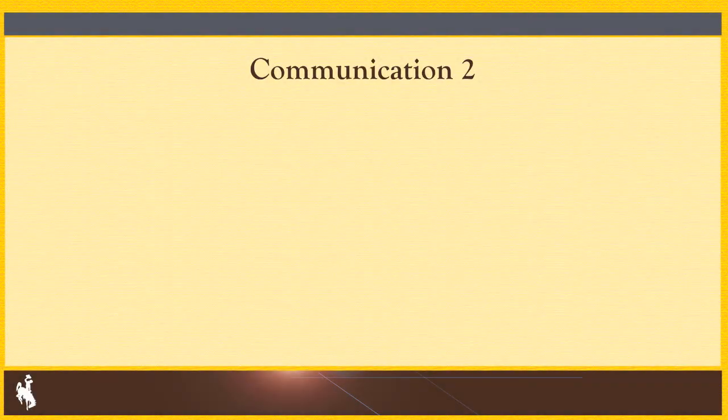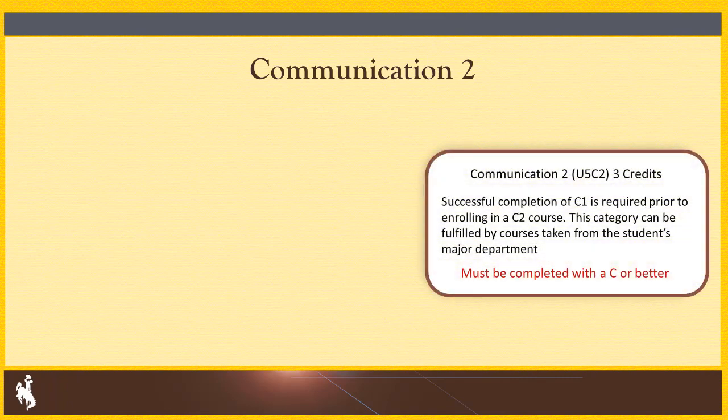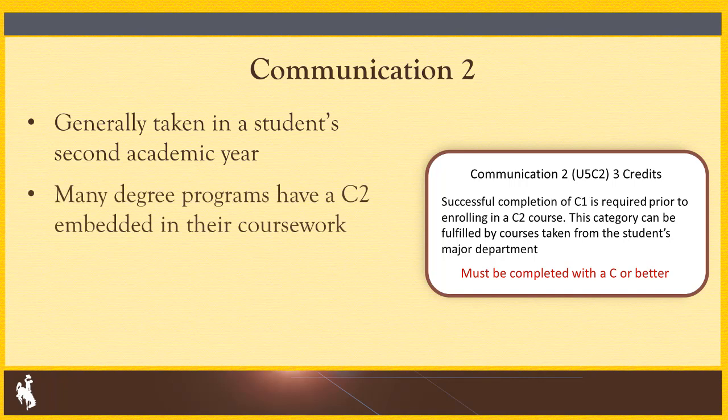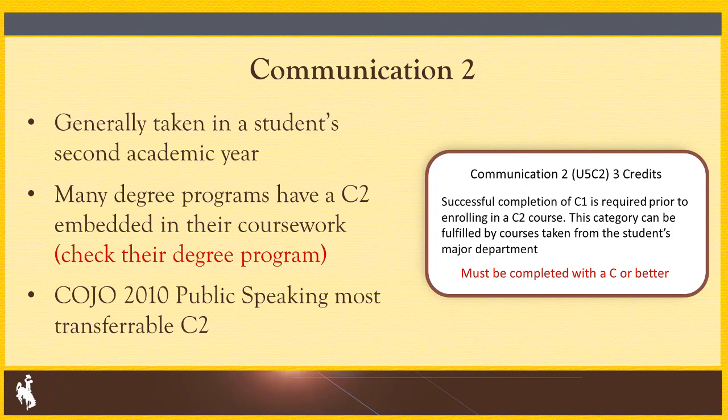So the next in the sequence is the Communication 2. Similar to the first year seminar and the Communication 1, it must be completed with a C or better. The Communication 2 is generally taken in a student's second year, although many students will take it in their second semester of their first year also. Some majors and degree programs have a Communication 2 embedded in their major coursework. So if there's a prescribed course for a student to take, check their major, check their degree evaluation, and see before advising them to take a different Com 2. The most widely transferable Com 2 is COJO 2010 Public Speaking.